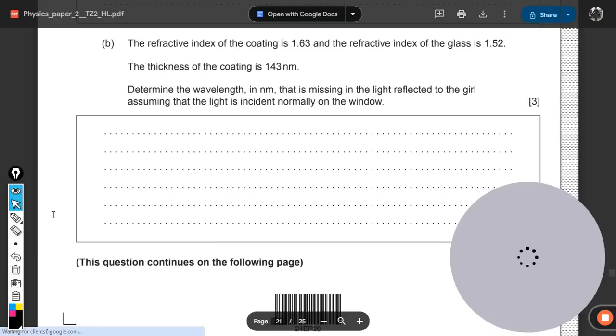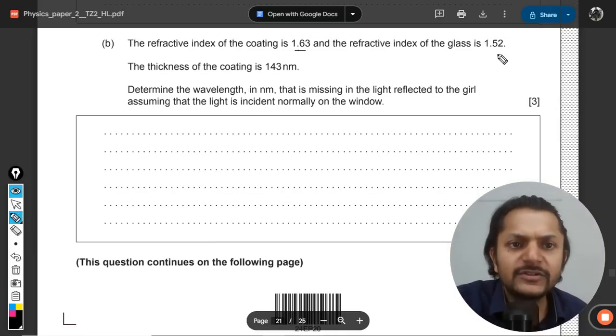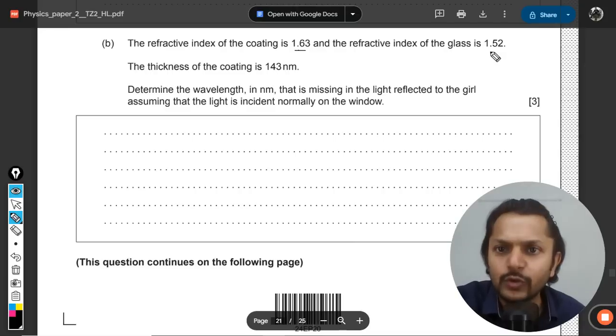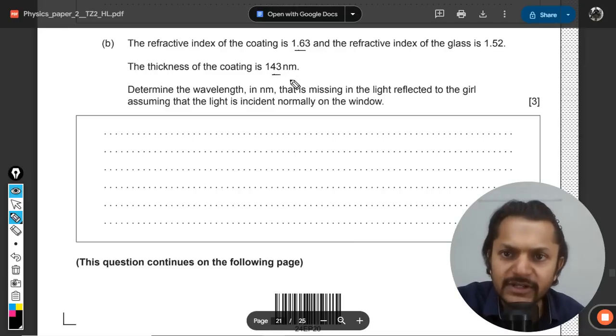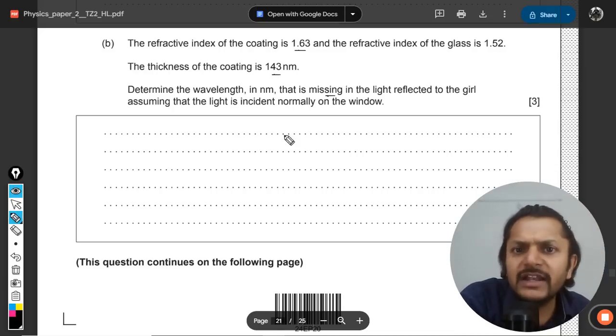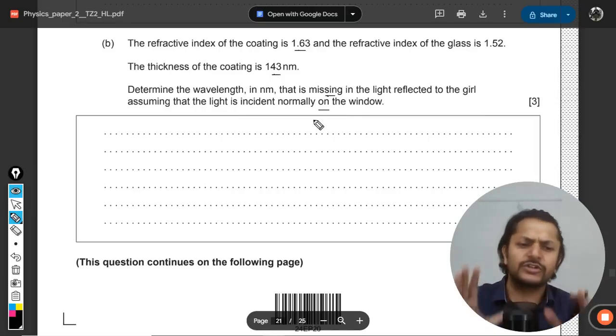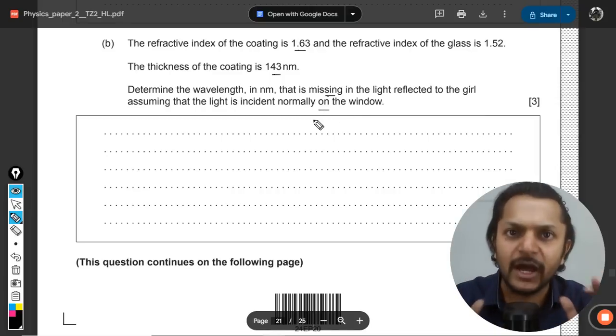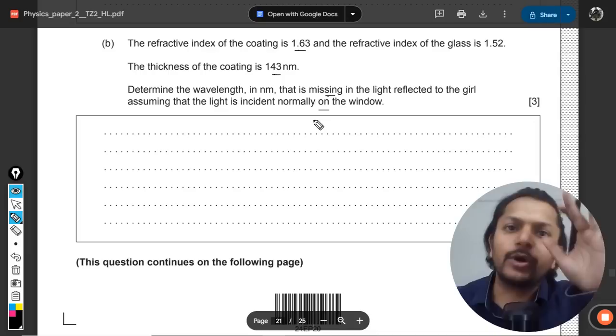The refractive index of the coating is 1.63 and the refractive index of the glass is 1.52. The thickness of the coating is given. Determine the wavelength that is missing. So now we want to find the wavelength which is missing, assuming that light is incident normally on the window. Yeah, of course, definitely. Let me explain to you what is happening now. This is very, very important.